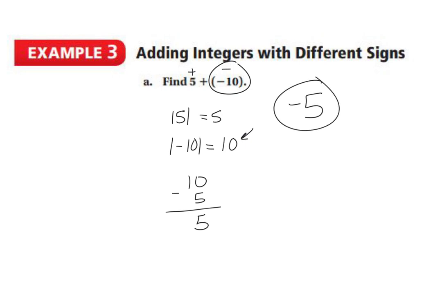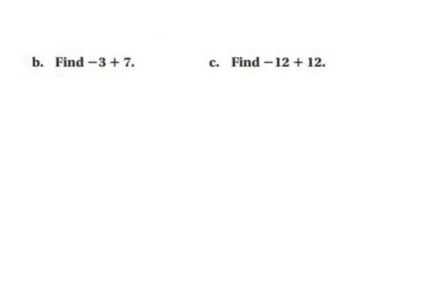A couple more here. Negative 3 plus 7. Well, the absolute value of negative 3 is 3. The absolute value of 7 is 7. They have two different signs. So I'm going to go 7 minus 3, big minus small, which is 4. 7 is the greater absolute value. It was positive. This is going to stay a positive 4.